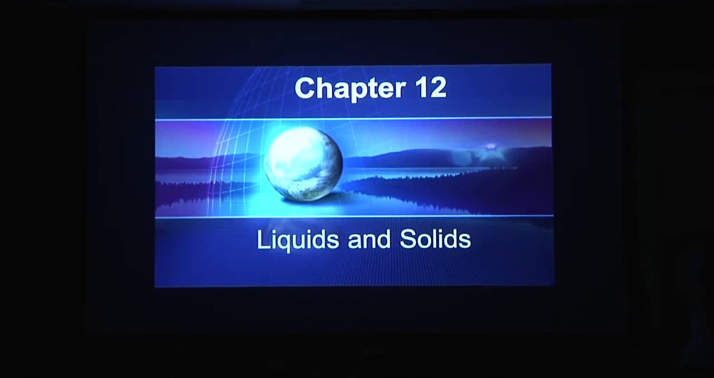Hi class, today we're going to talk about liquids and solids. In the last chapter we dealt with gases and gas laws and did some calculations with that. This chapter we're mostly going to focus on liquids and a little bit on solids, but mostly liquids and some special concerns that we have when we're dealing with liquids. So let's talk about what's going on when things are in the liquid and solid state.